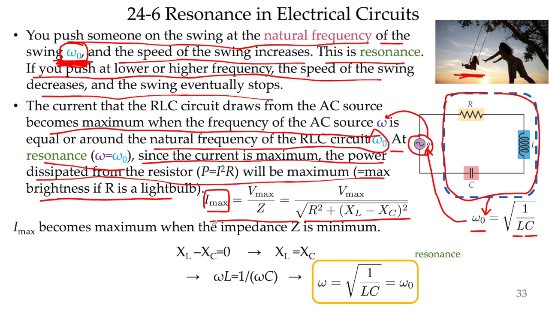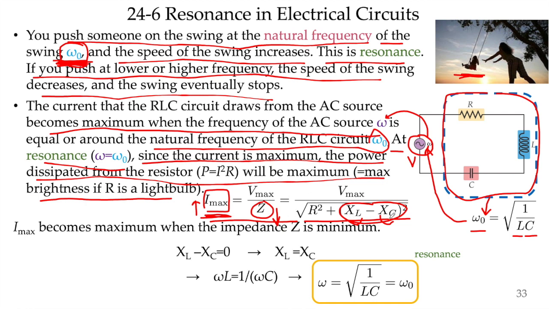Now if you want to get the maximum current, Vmax is basically fixed. It's the voltage of the AC source. But if you have the minimum impedance, then you will get the maximum current, right? If the impedance is small, minimum, then you will get the maximum current. Now, when does that happen? Let's see from this equation. If these numbers are equal to each other, you will get 0 here. This whole term will be 0. Then the denominator will be small, and you will get the maximum current.